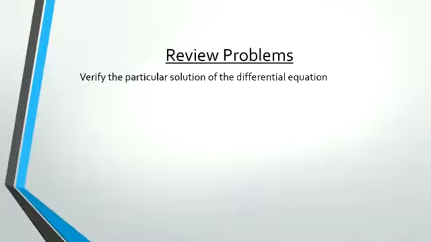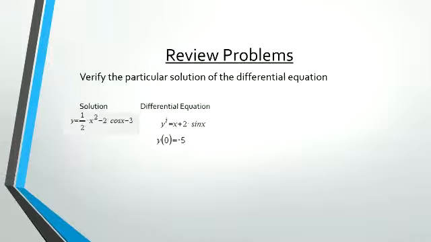Let's go over a few more problems, this time a tad harder. Here we need to see if y equals 1/2 x squared minus 2 cosine x minus 3 is the solution to y prime equals x plus sine x, and afterwards verify that y of 0 is equal to negative 5.